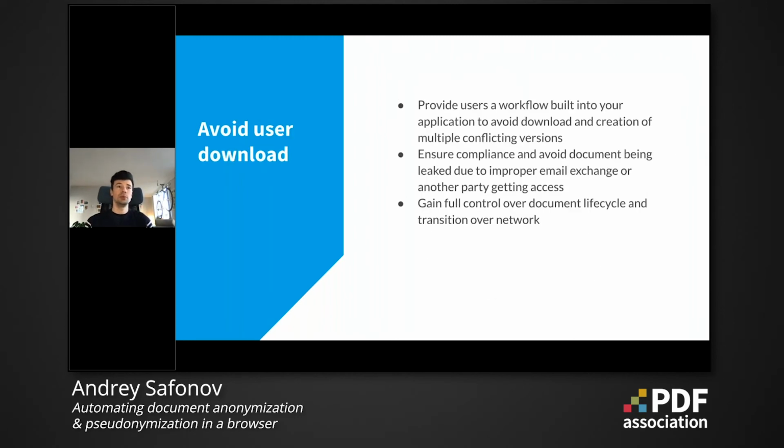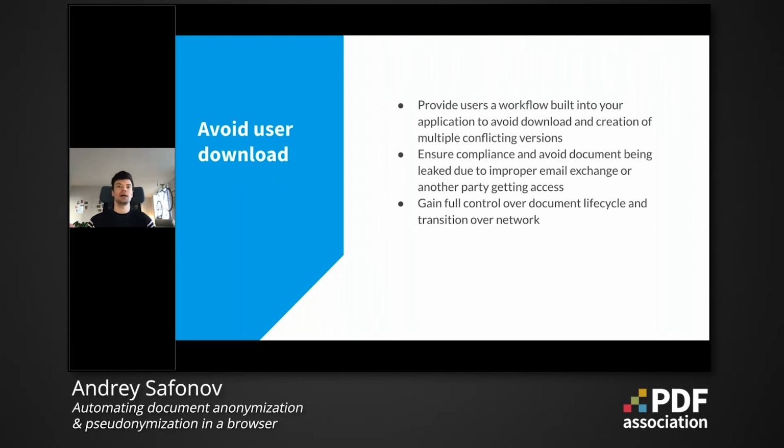Okay, and I really want to stress this one. We want to avoid user download. We need to provide users with a workflow that doesn't push them to download the document and create multiple conflicting versions. So let's say we have multiple people working on a 50-page contract, 1,000-page contract. We really want to make sure that we're working from the same single source of truth. We are not creating multiple versions that are getting emailed around.